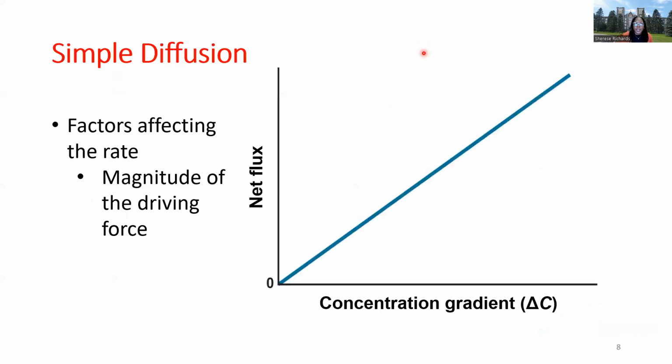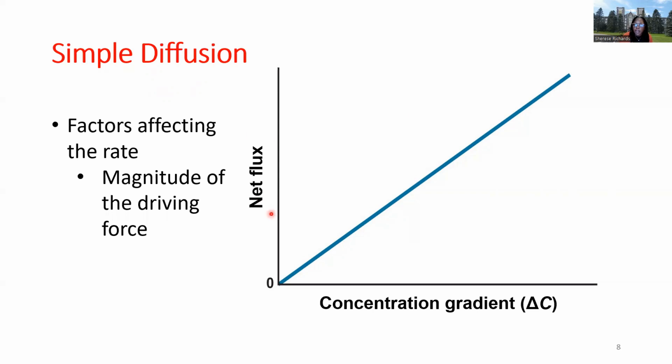Okay. Now, as we think about simple diffusion, the factors that affect simple diffusion. So we're going to kind of zoom in on simple diffusion. We'll talk about each of the factors that affect the rate, and then we'll talk about further factors that affect each of those individual factors. So make sure that you're staying with me as far as the level of simple diffusion that we're looking at. So the factors that affect the rate are going to be the magnitude of the driving force.